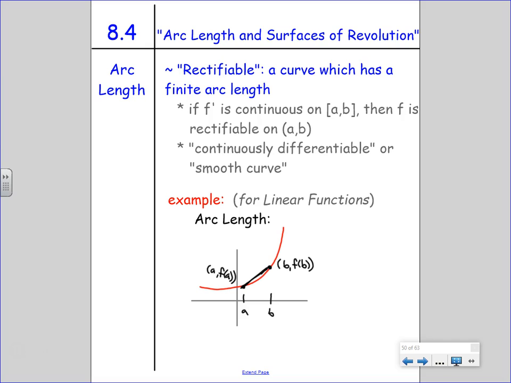If it was linear, d equals the square root of, what do you guys start with, x's or y's? Doesn't really matter. I like x's. X's first. So we would have b minus a squared plus f of b minus f of a squared. Problem is though, does that work if it's curved?